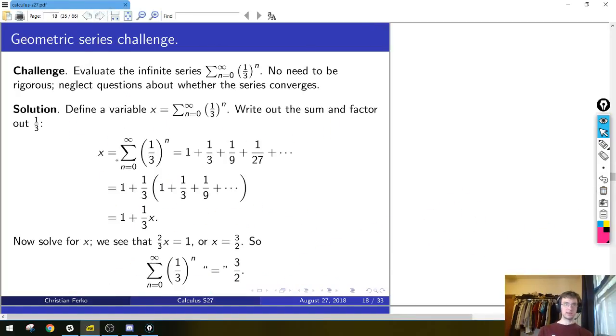Yeah, here's the same thing. Add up all of these powers of 1/3, factor out the 1/3. You can either multiply both sides by 3 or factor out the 1/3. You get the same answer. And when you solve for x, we found that this sum equals, I put equals in quotes, because we don't really know what this means. It's a little sketchy, but it supposedly equals 3/2.